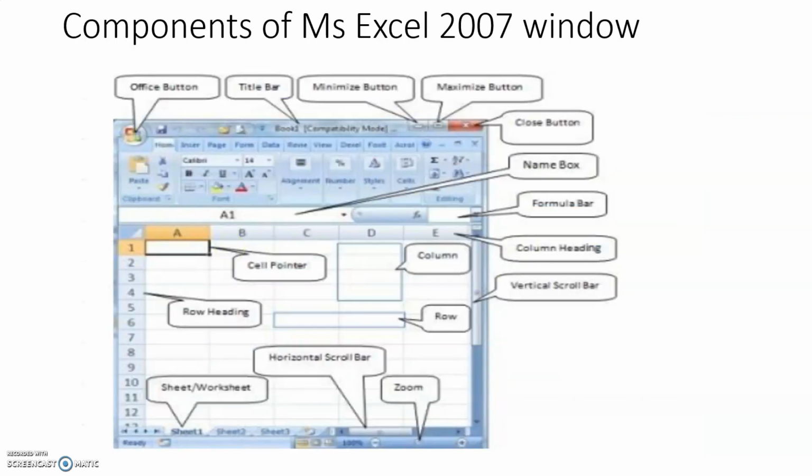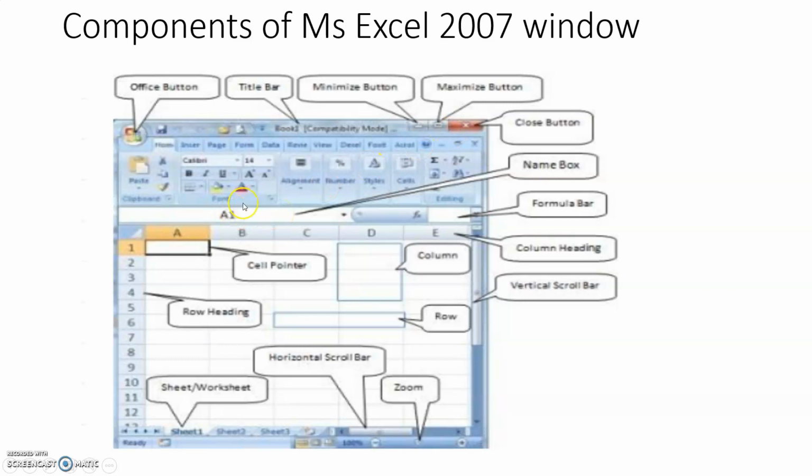Let us see the components. This is the title bar. This is the MS Office button. MS Office button is used to create a new file, save a file, and also we can close a file. Right side of the title bar has three buttons, namely minimize button, maximize button, and close button.